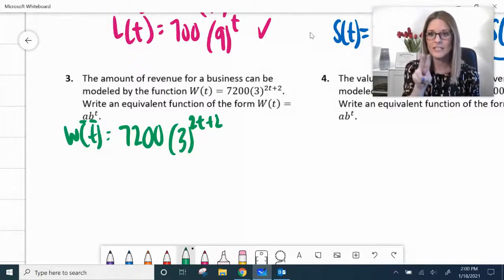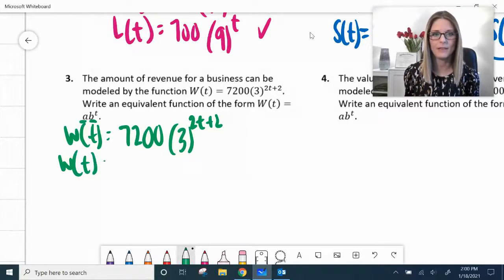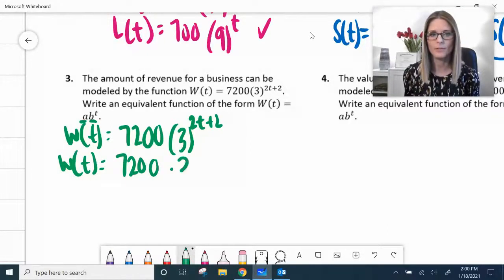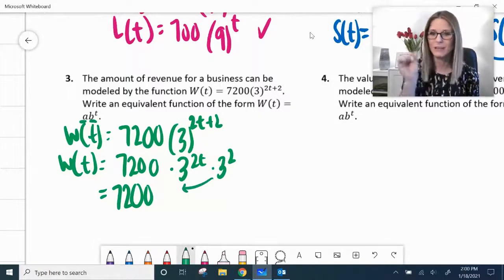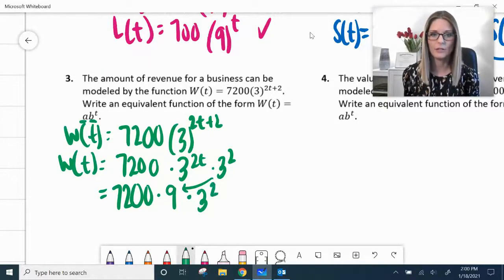So again, I've got the addition, so I'm going to work backwards. I'm going to separate them. They have to have the same base. When you're working with exponent rules, it's got to be same base. So I'm going to have 3 to the 2t times 3 squared. Again, I'm going to bring this 3 squared to the front, because eventually it will multiply with 7,200. So that is 9. I'm going to go ahead and evaluate that. 3 squared is 9 times 3 to the 2t.